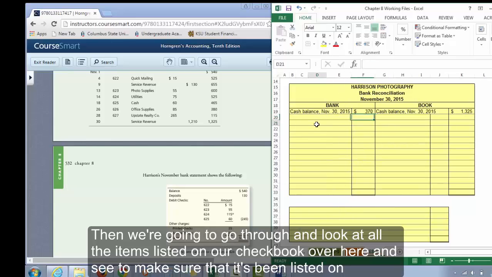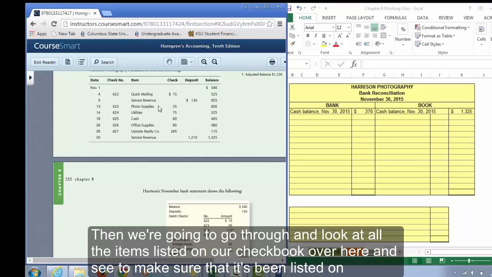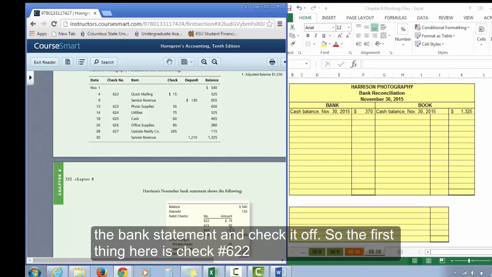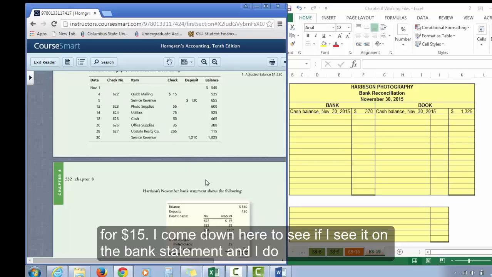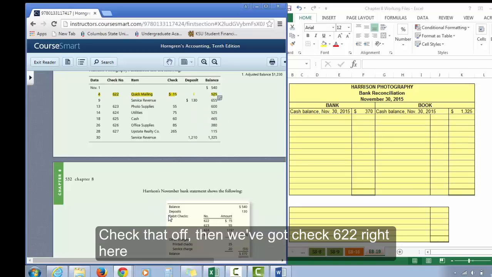All right. Then we're going to go through and look at all the items listed on our checkbook over here and see to make sure that it's been listed on our bank statement and then check it off. So the first thing over here is check number 622 for $15, and then I'm going to come down here and see if I see it on the bank statement. And I do, so I'm going to check that off. And then we've got check 622 right here.